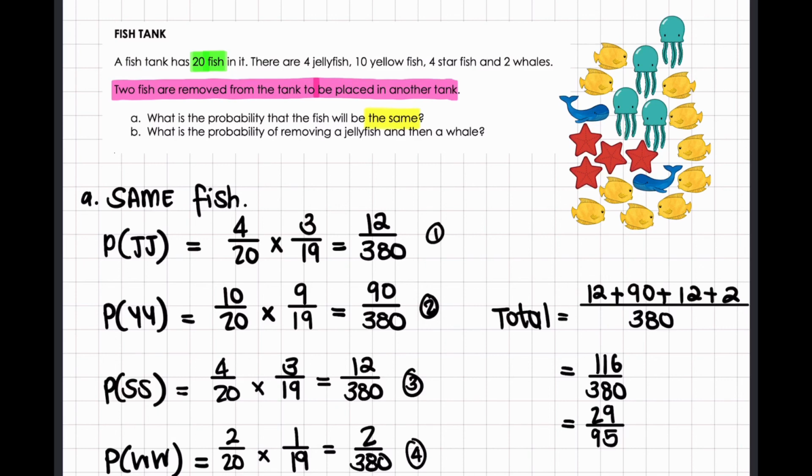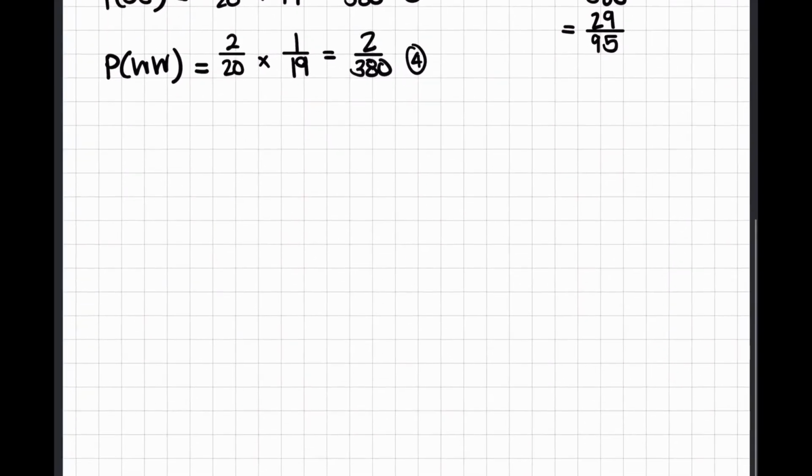All right, and then the last question, what is the probability of removing a jellyfish and then a whale? All right, so now I'm working with a specific order. So I want the probability of a jellyfish and then a whale specifically. Okay, so I'm picking the 2 fish. First it's going to be a jellyfish, then it's going to be a whale. Now, how many jellyfish do I have? I had 4 jellyfish out of how many fish were in the tank? 20. And then a whale means that I'll need to pick a whale next.